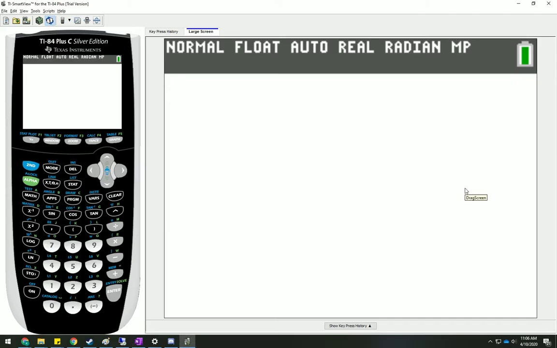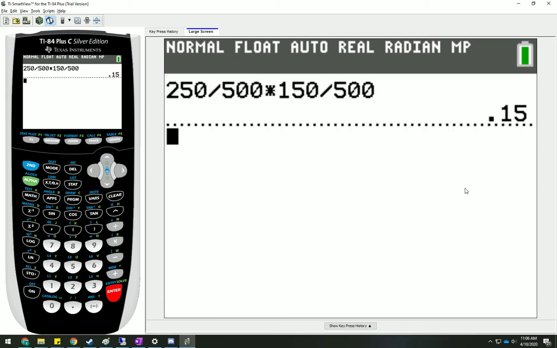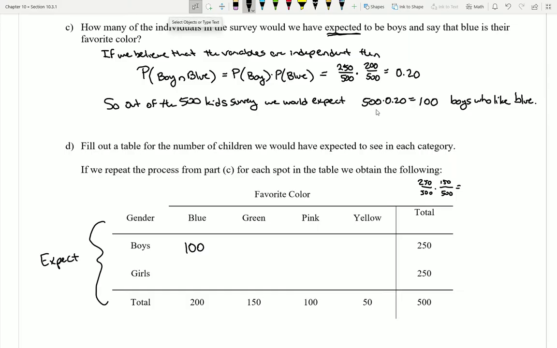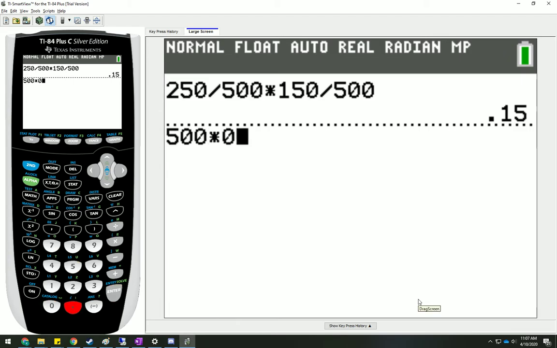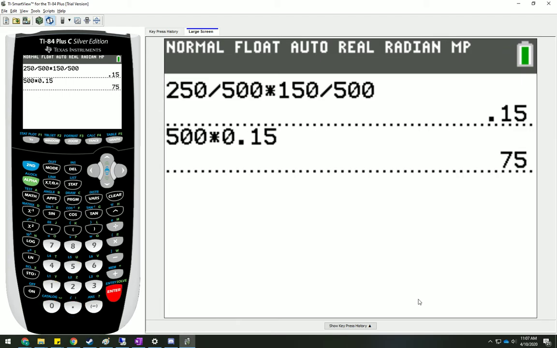If I swap over to my calculator, that would be 250 boys times 150, and then, oops, I forgot to divide by 500. Let me back up and do that so it looks just like what we wrote down. So I have this, and then times 150 divided by 500. That comes out to be 15%. So 15% of all of the people should be boys who like green. So what's 15% of 500? Well, if I switch over, 500 times 15% should be 75.